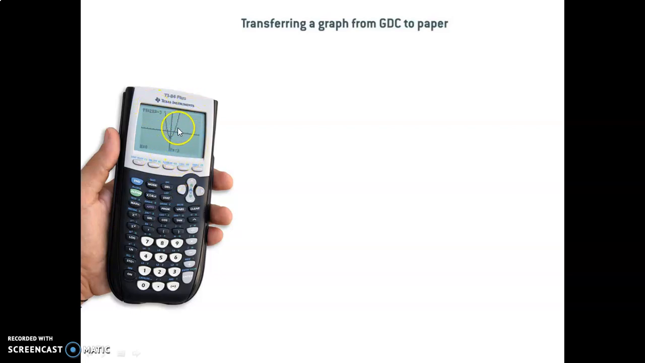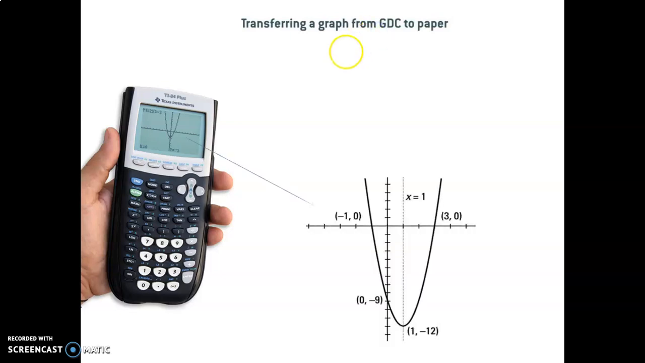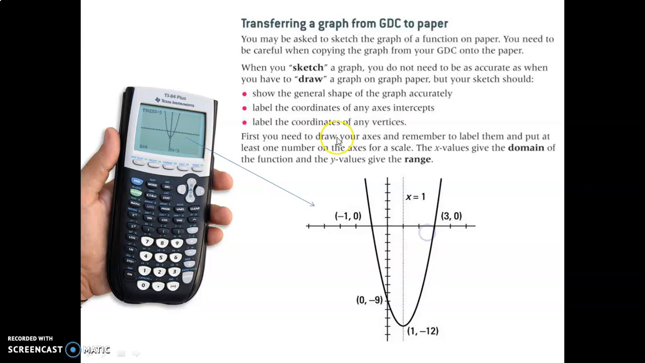So how do you take a graph from your calculator, a quadratic, and transfer it to paper? There are some important points we need to know here, and then we'll do it together on the calculator. So how do you take that graph and put it on paper? Well, obviously you look at it and you draw it on paper, but there's important things we have to consider. In the IB world, you may be asked to sketch or draw a graph. Okay, so you need to be careful when doing this. When you copy from your calculator onto paper, be careful.